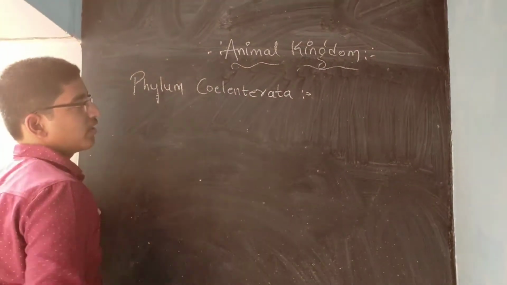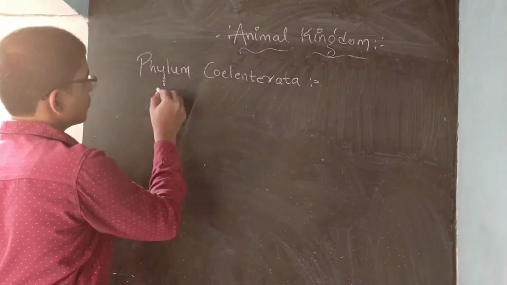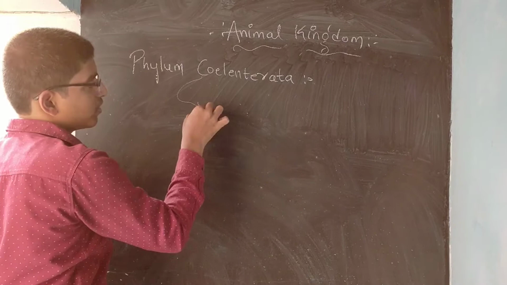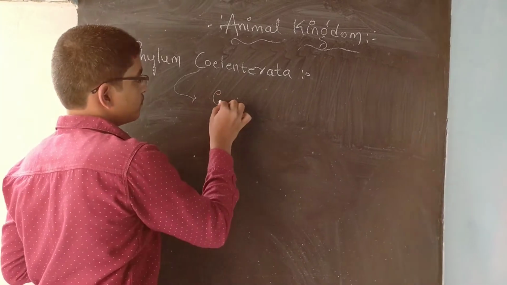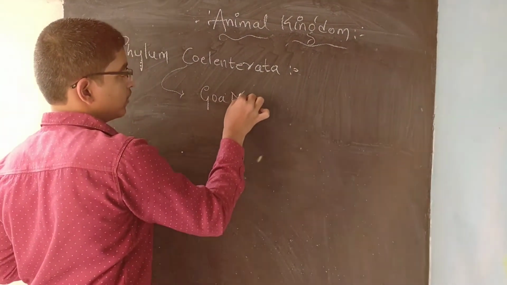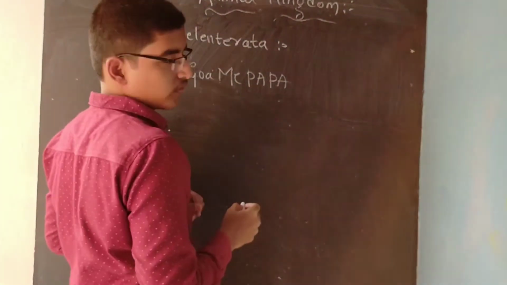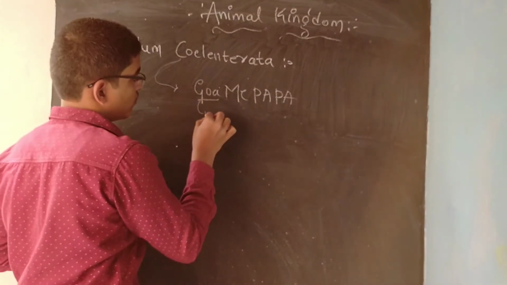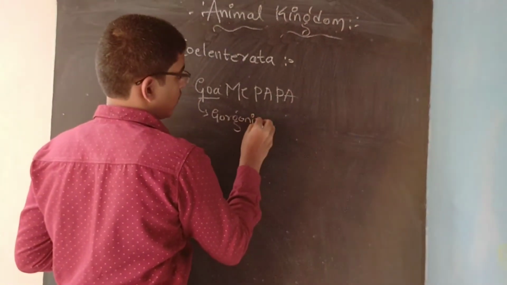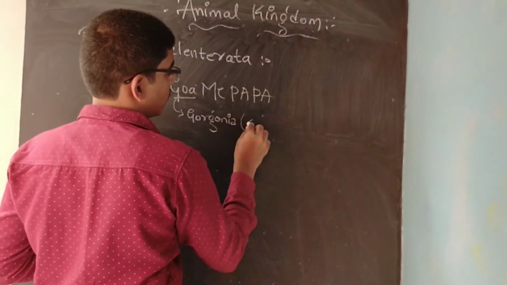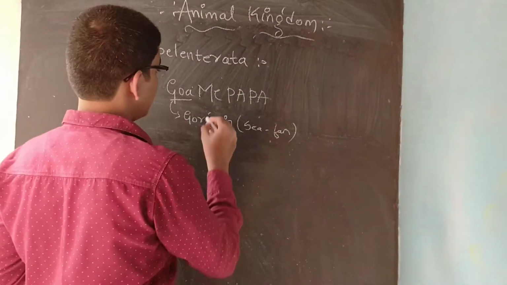So in this phylum Coelenterata, I will use a special first trick for the examples. Okay. So to remember the examples of Coelenterata given in our NCERT textbook, we have a trick, that is Goa mein Papa. So here Goa stands for Gorgonia, which is called as sea fan. Remember common names also, they are important.